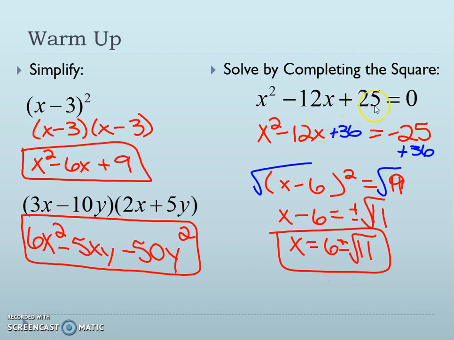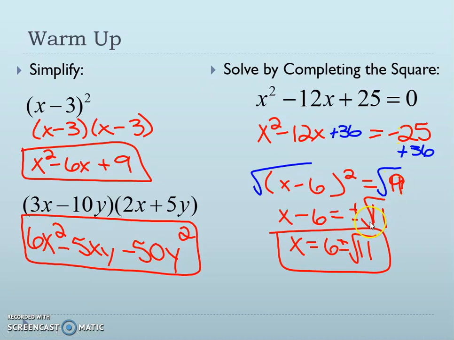Completing the square: you just move this to the other side, and then you add 36, because (x − 6)² gives you this trinomial. So that will be the perfect square factor. And because I add 36 here, and since I moved this to the other side, I add 36 to this number, which gives me 11.